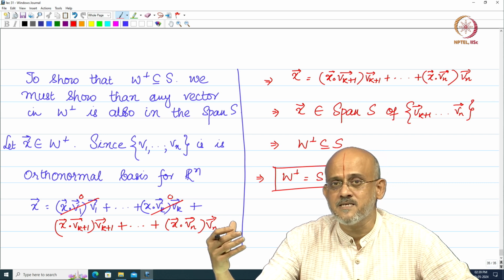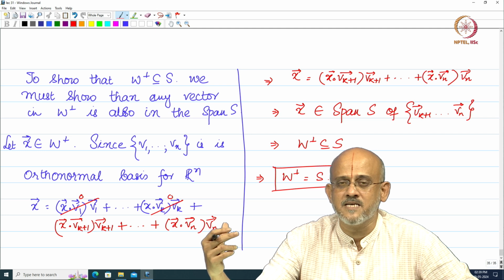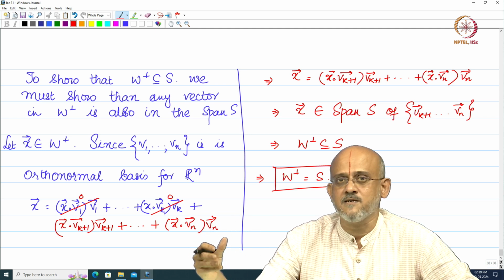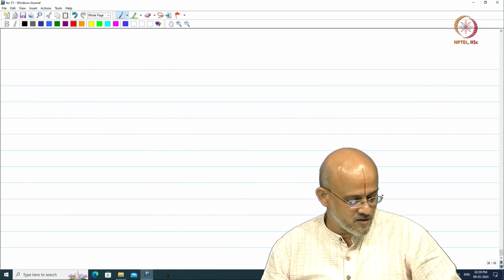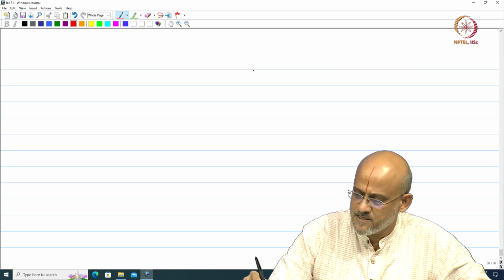The remaining n minus k vectors that we want to get, in order to get a basis for Rn, will actually come from the orthogonal complement of W. That is what this means, right. Okay, so let us go ahead. We have already established these properties.